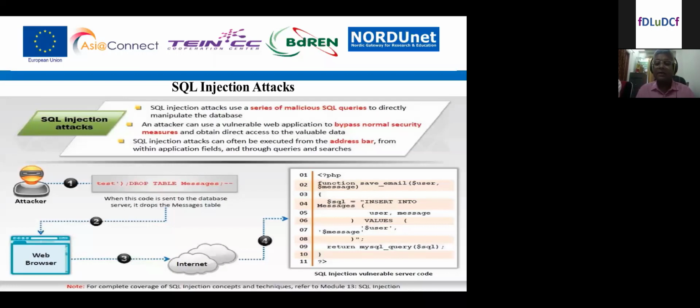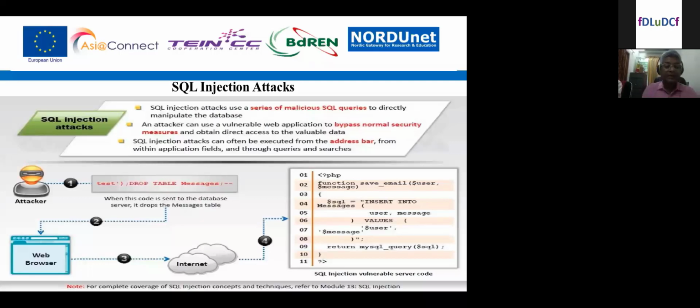A SQL injection attack is a series of malicious SQL queries that can directly manipulate the database. The attacker uses this type of vulnerability to bypass the normal security measures. SQL injection is easy, and the attacker can execute it from the address bar, through application fields, as well as through queries and searches.